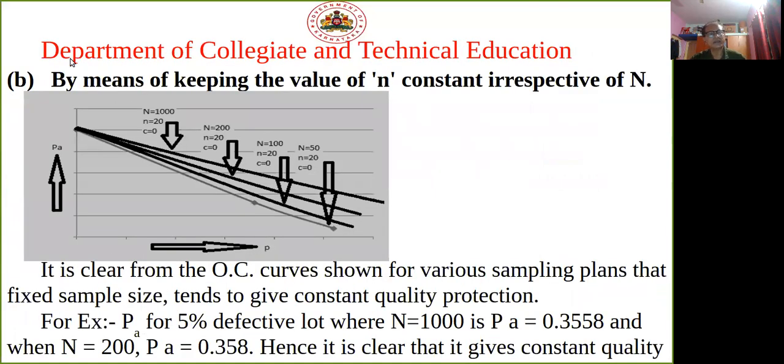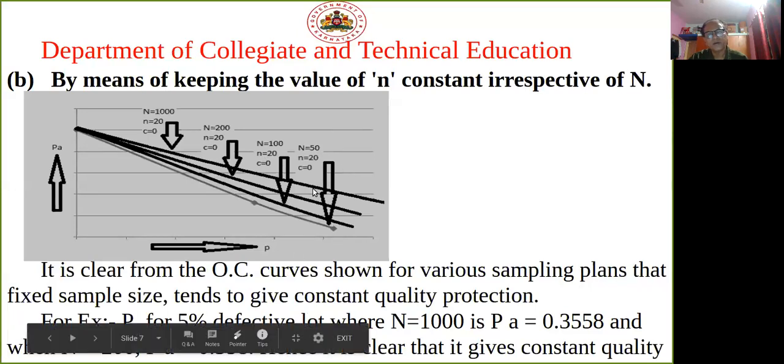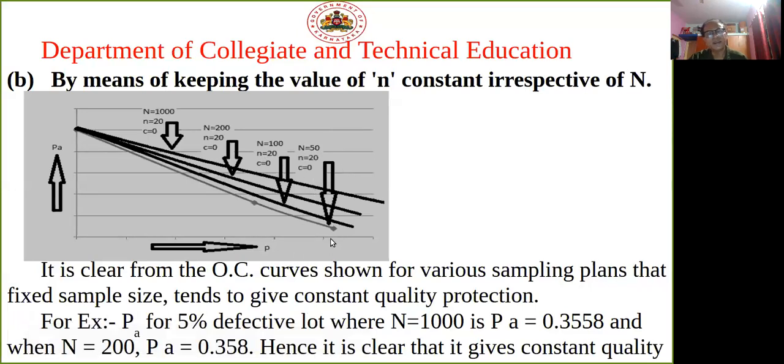There is another method, which is keeping the value of n constant, irrespective of the size of the lot, whatever it may be. Here I have drawn the four curves. If you see these four curves, I can come from the top. Here the lot size is 1000, n is 20, C is 0. Only one consumer will be here.